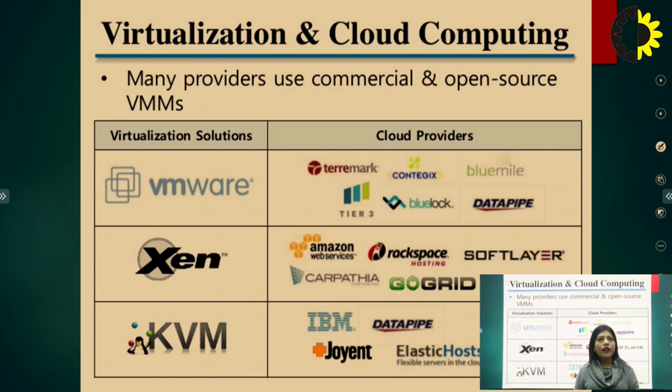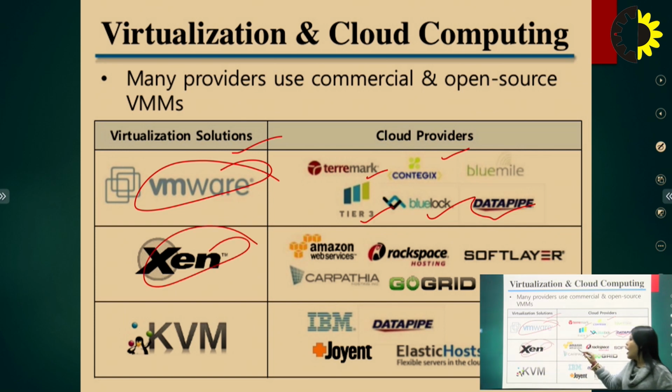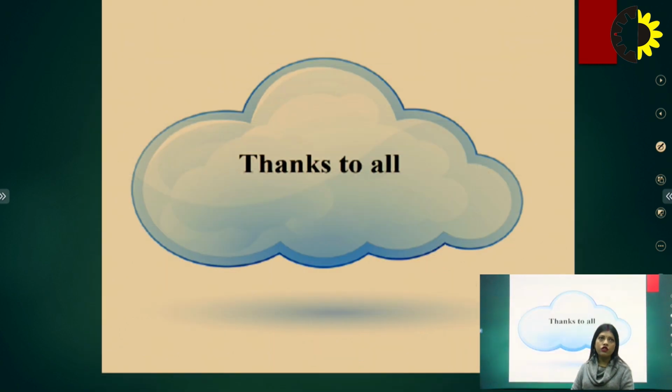So these are the providers for the virtualization solutions and the cloud providers. When we are talking about VMware, we have Terremark, Tier 3, Bluelock, DataPipe. These all are cloud providers. When we are talking about Xen, we have Amazon Web Services, Rackspace, SoftLayer, GoGrid. When we are talking about KVM, we have cloud providers like IBM, Joyent, DataPipe, Elastic Host. These all are the cloud providers for the virtualization solutions.